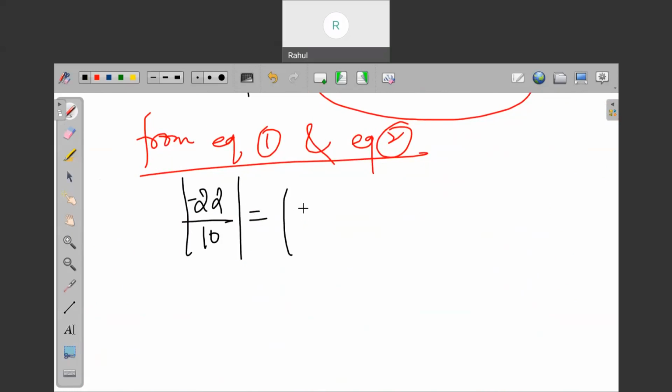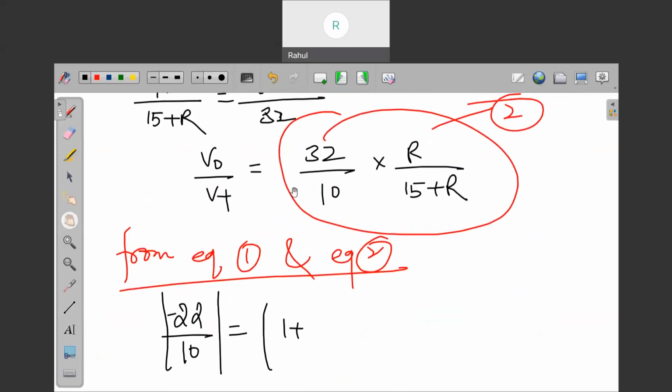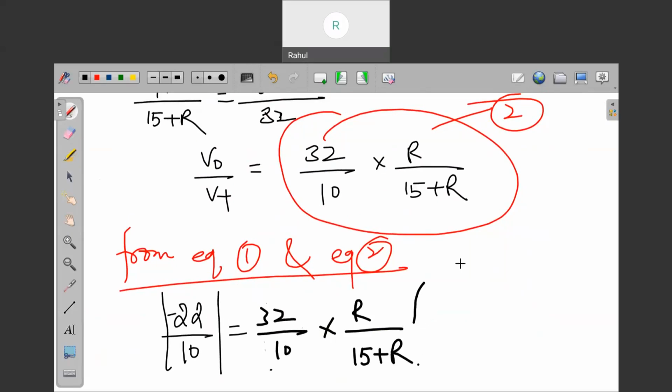Let me directly solve this. Forget about this. 32 upon 10 into R by 15 plus R. Once you solve this, what you will get here is R as 33k.